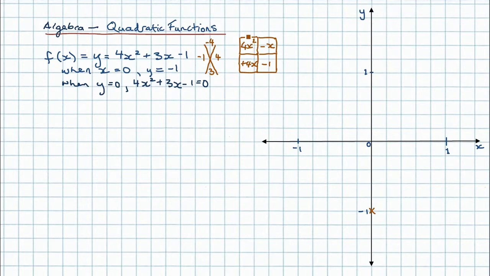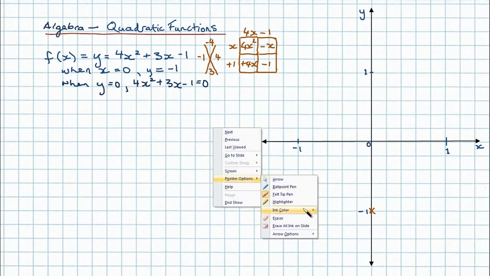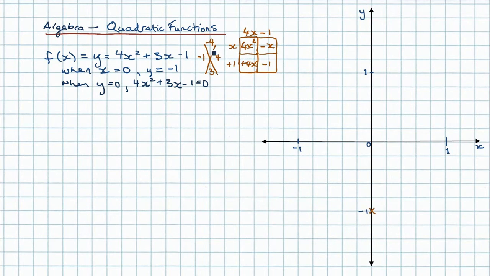Okay, and that means our factors must be 4x here, times x gives us our 4x squared, x times minus 1 will give us our minus x in that quadrant there. In this quadrant here we get plus 1, because 1 times 4x gives us our positive 4x. And in the final box here we get 1 times minus 1, so minus 1. So that's factored, a slightly long-winded way, but I've done it in that way just to show you what we've learned previously and applying it to this problem.